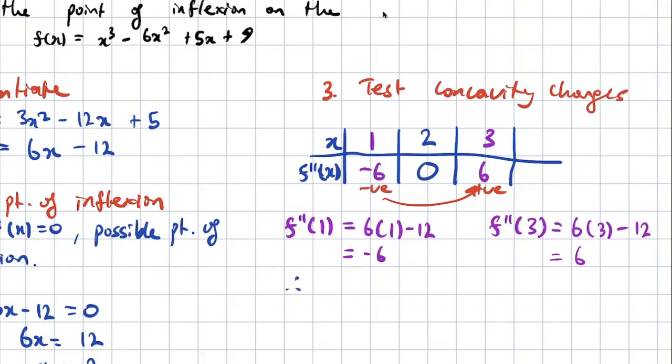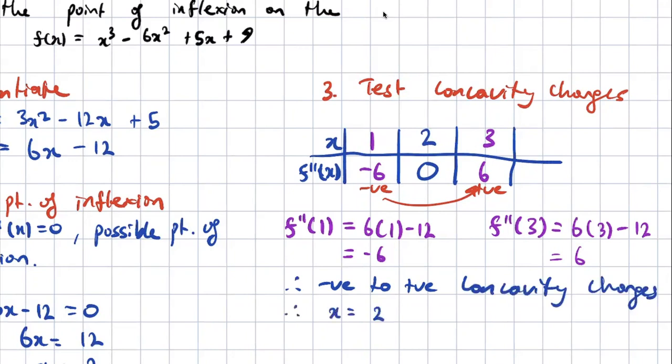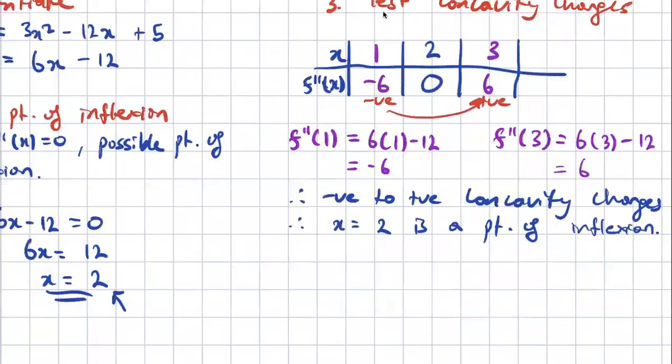So we say, therefore, negative to positive concavity changes. We have to write this because we're telling the marker exactly what we're talking about. Concavity changes. Therefore, x equals 2 is a point of inflection. Now we just do our final fourth step, which you can do as part of 3. Our final fourth step now is to find the coordinate.